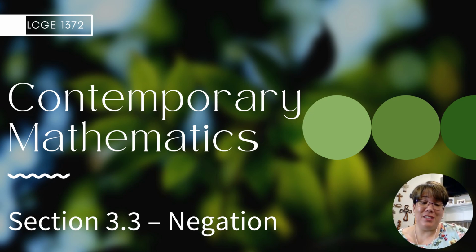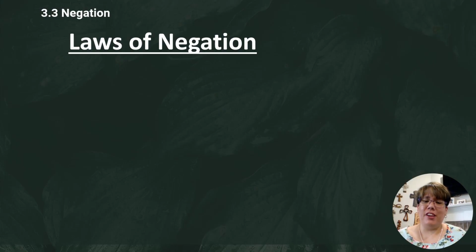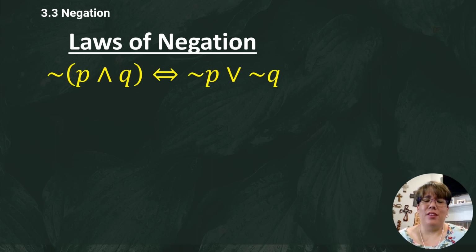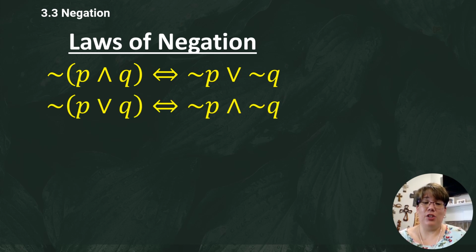The next video we're going to look at from section 3.3 involves negation. There are several laws of negation, so let's take a look at those. The first one is if you want to negate the and compound statement. If you negate an and, it's actually going to turn into not P or not Q. Similarly, if you negate the or compound statement, it is not P and not Q. So it kind of does the opposite.